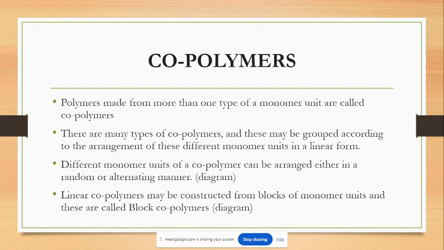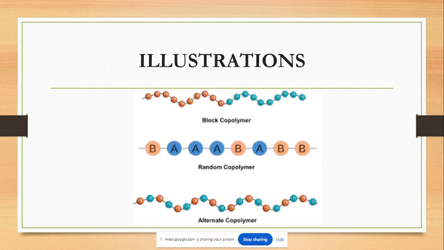Okay. So linear copolymers may be constructed from blocks of monomer units, and these are called block copolymers. Now, the monomer units may be arranged in a block form, where we have, let me say, the first set of A's, and the first set of A makes the A block, and then the next set of B's makes the B block. So A block connected to B block makes what we call a block copolymer. So that is what we mean.